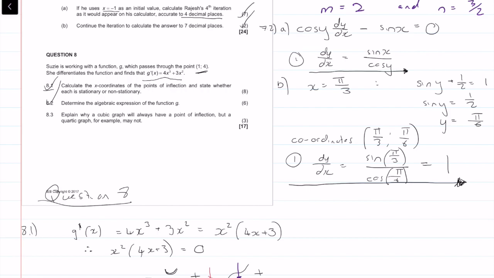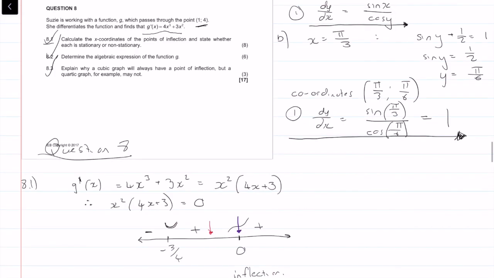However, for a quadratic graph, f double dash of x is quadratic, and therefore f double dash of x equal to 0 may not have a real solution. So it may have imaginary solutions, therefore there's not going to always be a point of inflection for a quadratic graph. So I hope that makes sense to you guys. Okay, and therefore in total we end up with 17 marks.